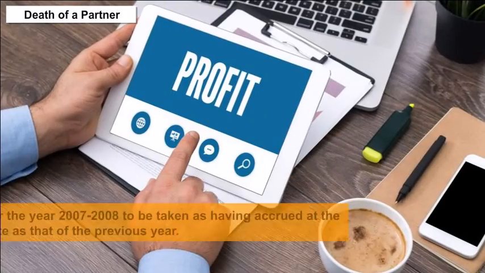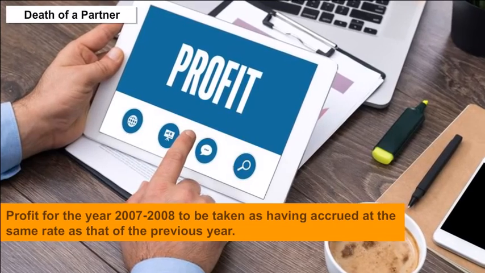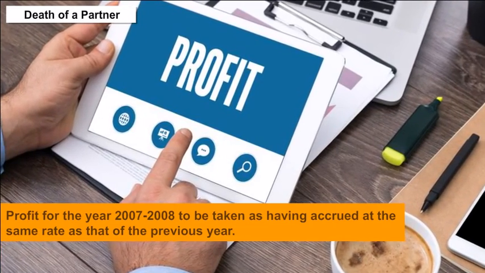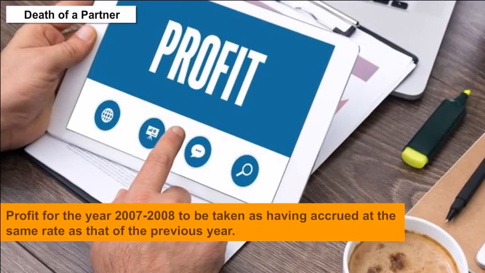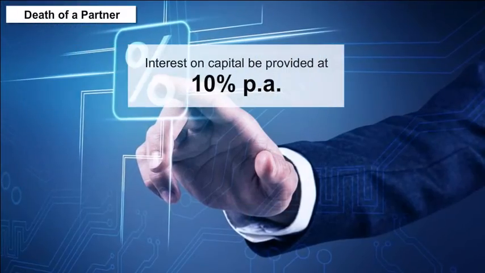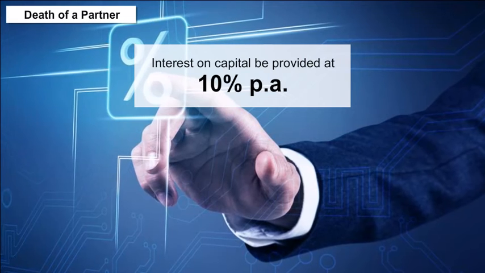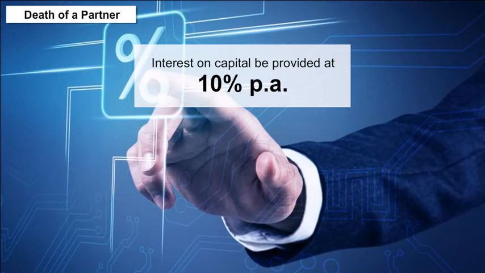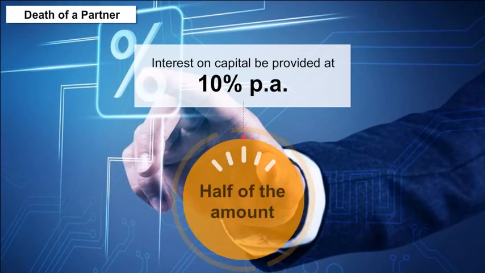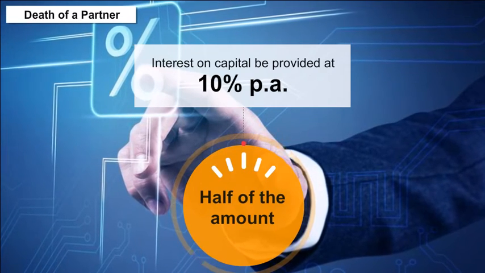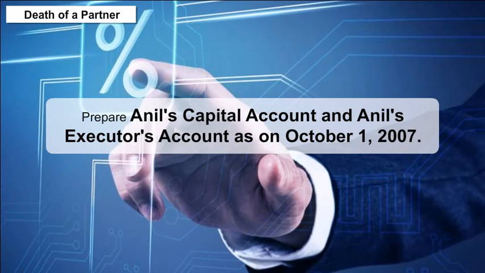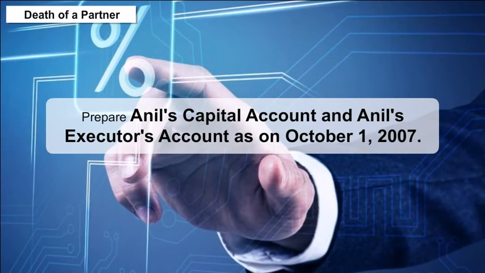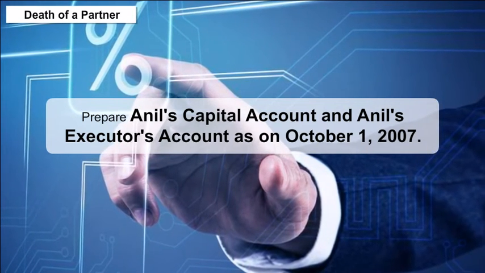C. Profit for the year 2007-2008 to be taken as having accrued at the same rate as that of the previous year. D. Interest on capital be provided at 10% per annum. E. Half of the amount due to Anil be paid immediately. Prepare Anil's capital account and Anil's executor's account as on October 1, 2007.